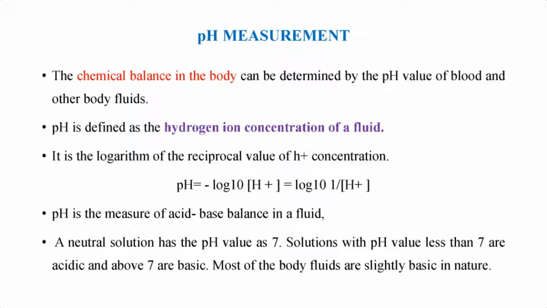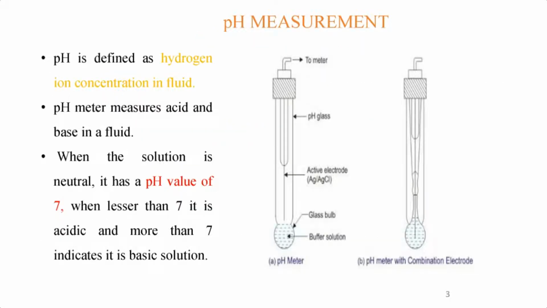So let's now move on with the experimental setup, how the pH measurement takes place, how the amount of hydrogen ions is measured in a fluid. Here we have a glass tube where there is a bulb at the lower end. The top end of the glass is fitted with a stopper in such a way that the solution which has been placed does not get evaporated. The bulb is filled up with a buffer solution, and we have a silver chloride electrode which is going to be a reference electrode, and we have a pH glass.